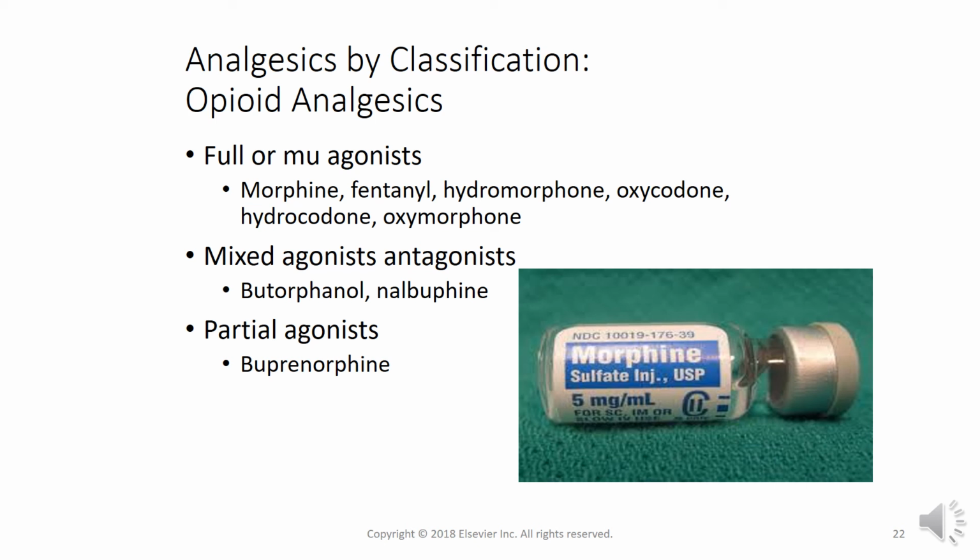Okay, mixed agonist. Mixed agonists bind at different sites to decrease pain. So they bind the kappa opioid receptors, they bind there, and they also bind at the mu opioid receptors as an antagonist. That's a substance that interferes with or inhibits the physiological action of another substance.